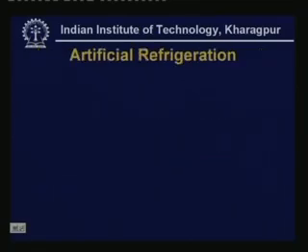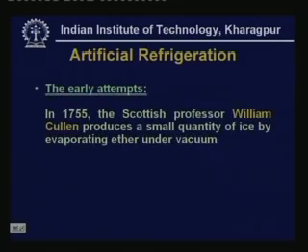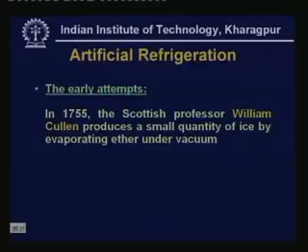So let us look at artificial refrigeration methods. The early attempt, as per the scientific records, the credit for producing artificial ice goes to Professor William Cullen of Scotland. What he did was bring ethyl ether in thermal contact with water under an evacuated glass bell jar. So ice formed from liquid water as the ether boiled.